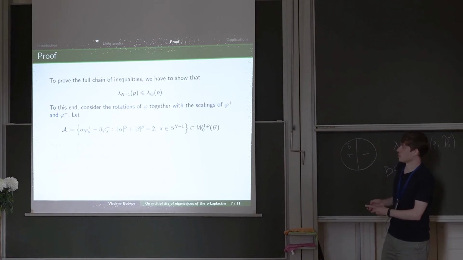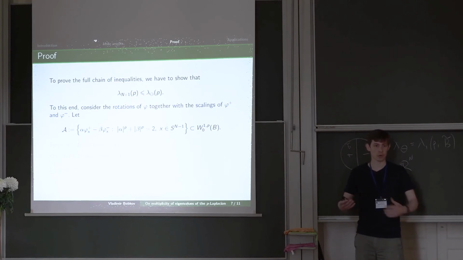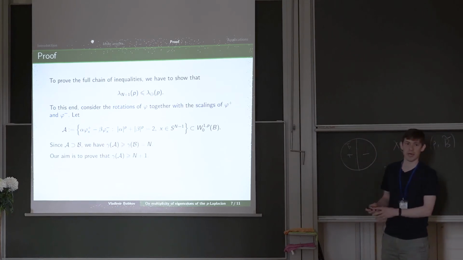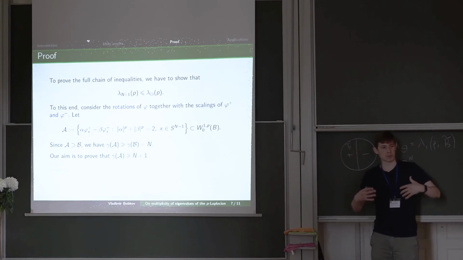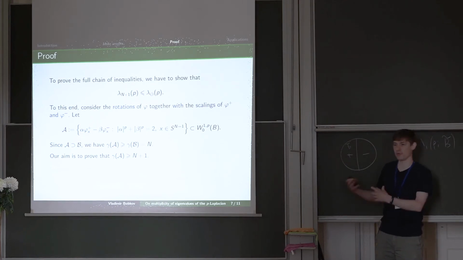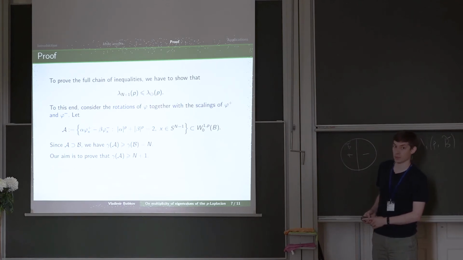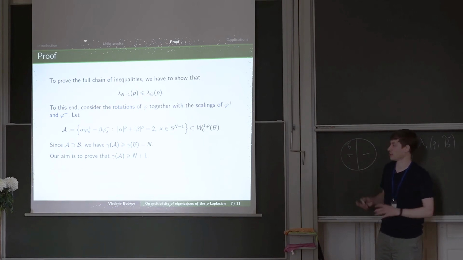So of course, A is a subset of the Sobolev space, and if we choose alpha equals beta equals 1, then we restore the previous set B. It's just pure rotations of our eigenfunction, which basically means that B is a subset of A, nothing else. And by the properties of genus, this implies that the genus of A has to be greater or equal than the genus of B, which is n. And our aim now is to show that these rescalings help to actually increase the genus by 1. Namely, our aim is to show that the genus is greater or equal than n plus 1. If it is so, then we are done.